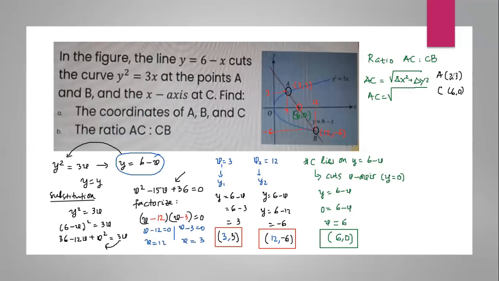So AC is the root of delta x, 3 minus 6, squared, plus delta y, 3 minus 0, squared. You get root of 18, or 3 root of 2 units.